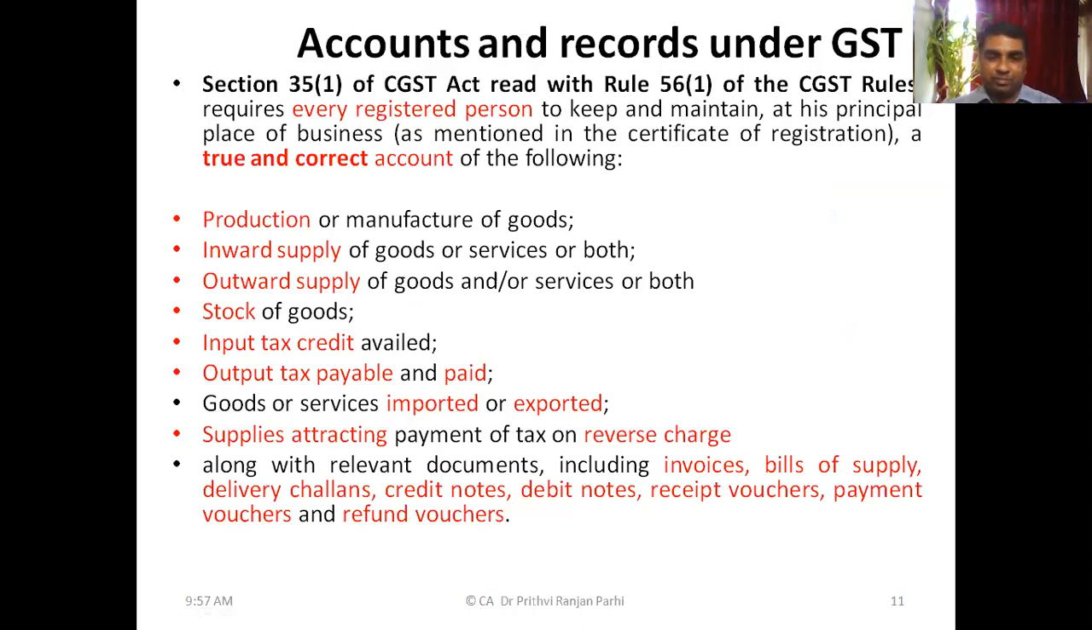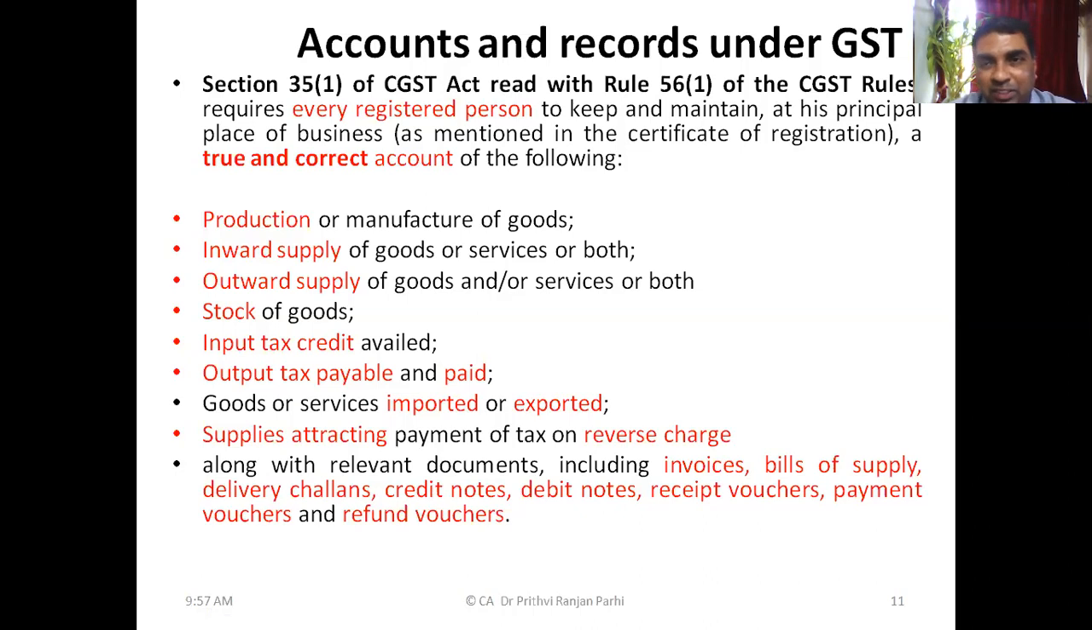Now coming to some legal aspects, there are many issues in GST accounting. Since you are learning GST law, those accounting or bookkeeping aspects which are legally prescribed, we need to understand. If you read section 35(1) of the CGST Act and also rule 56(1) of the CGST Rules, what it suggests is that every registered person should keep and maintain at its principal place of business.